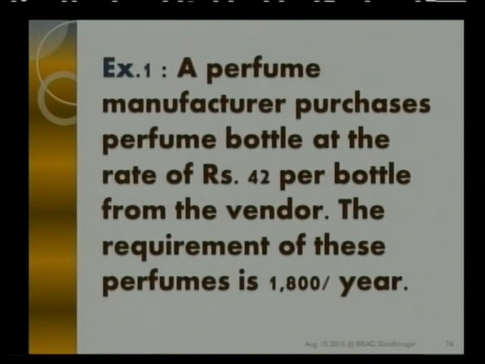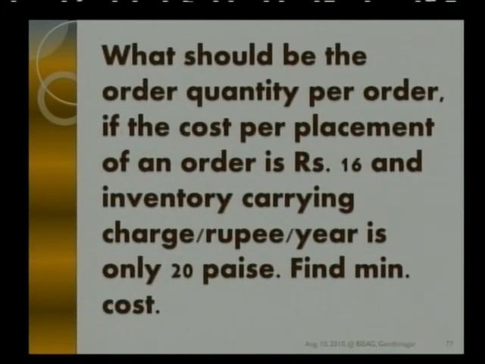We can have an example for that, as ma'am told over here. A perfume manufacturer purchases perfume bottles at the rate of rupees 42 per bottle from the vendor. That means purchase price per unit is 42 rupees. The requirement of this perfume is 1800 per year. That is, our demand is about 1800 per year. What should be the order quantity per order if the cost of placement of an order is rupees 16? The ordering cost is 16 rupees.